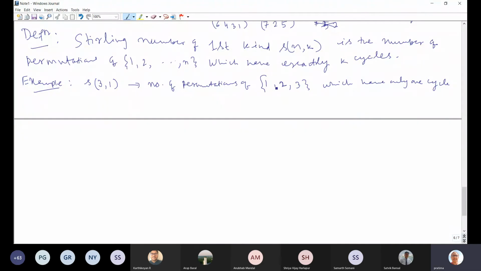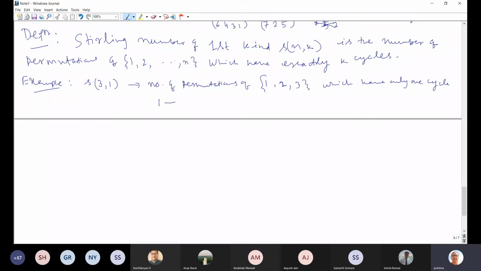So in this permutation of 1, 2, 3, that has only one cycle, how many such permutations will we get? Is it 3, or only 1, or any other answer?